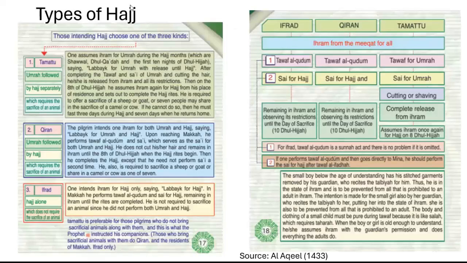And then we've explained some of this already, the types of Hajj, and then also this is just the book by Akil. Also the same thing, just summarizing what we have said before in one chart.